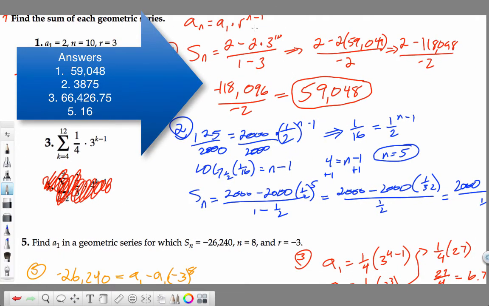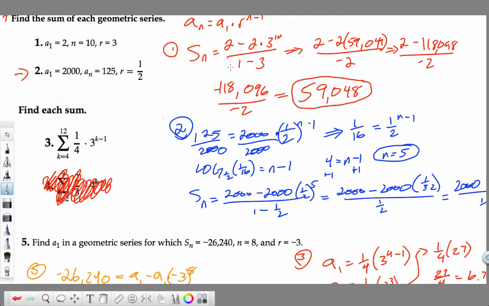Okay, so here are your answers. I'll go through them really quickly. The first one is basically just plugging it in, doing your order of operations correctly. 3 raised to the 10th is here, times 2. 2 minus that, 118,000 divided by 2, you should simplify to 59,048.